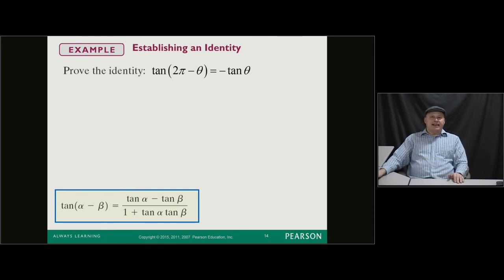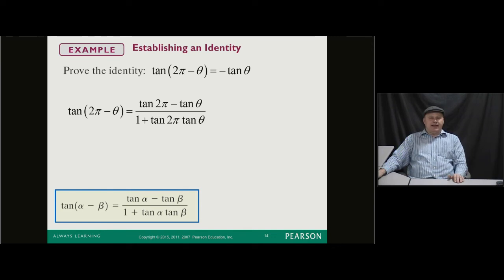Okay, we're going to prove this identity again based on the identity at the bottom of the slide, tangent of alpha minus beta. So we just use that identity at the bottom of the slide to evaluate the left-hand side. And after you do the math, it should equal the right-hand side. So it's the tangent of 2 pi, tangent of the first, minus the tangent of the second, over 1 plus the tangent of the first and the tangent of theta, which is the tangent of the second.